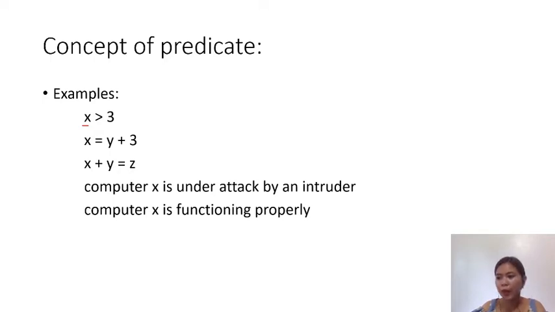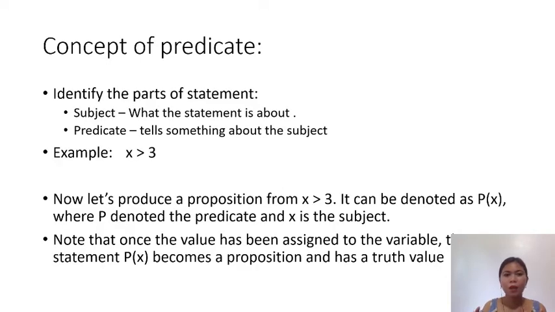So we will discuss the way that a proposition can be produced from such a statement. Once we show the truth value of statements involving variables, we also have to come up with a new proposition. So how do we come up from a certain statement to a new proposition? To produce a proposition from a certain statement, you have to identify the two parts. So what are those two parts?